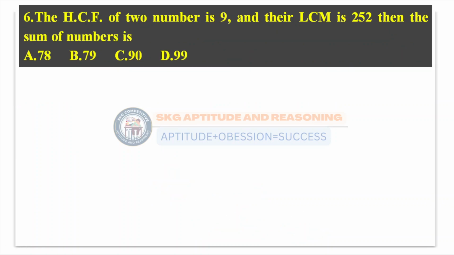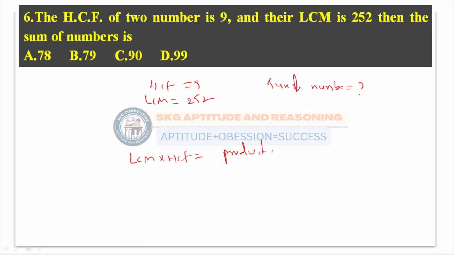Okay, this will be the next question. HCF is given as 9. LCM is given as 252. And what he asked in the question is the sum of numbers. So you know the basic formula: LCM into HCF is equal to the product of two numbers. Let us assume the two numbers as 9A and 9B. So 9 into 252 will be equal to 9A into 9B. If we cancel this 9 and 9, AB value we are getting as 28.